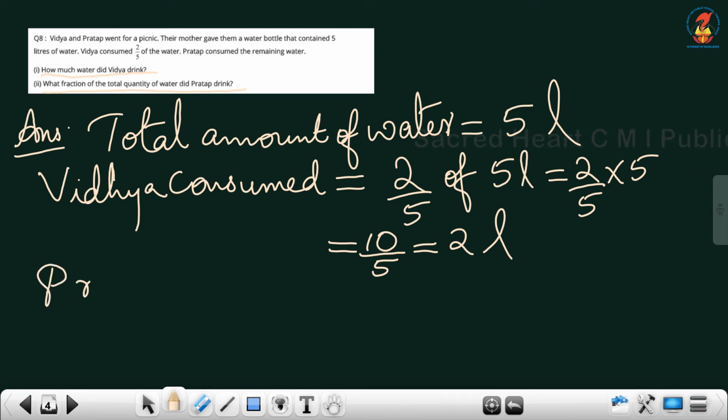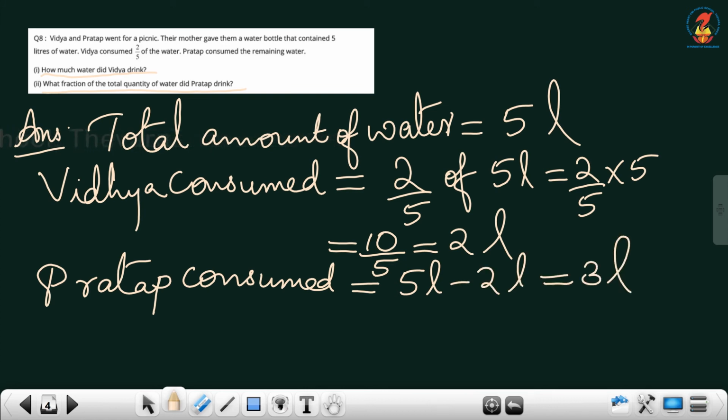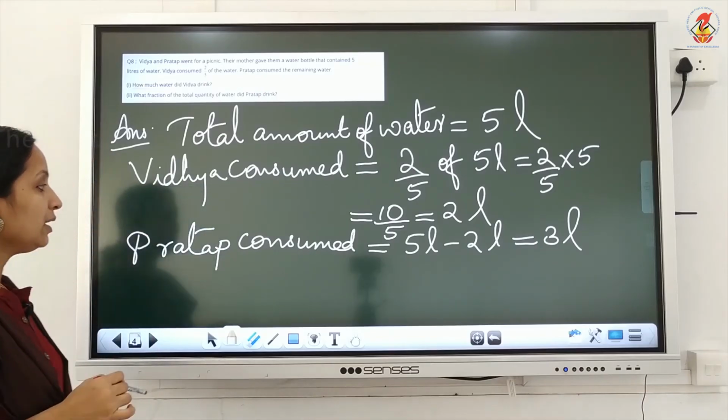So, how much quantity did Pradap consume? How will we find it? Total quantity is 5 liter. From that 5 liter, Vidya consumed 2 liters. So, how will we find the remaining quantity? You have to do subtraction. 5 liter minus 2 liter. What is the answer? 3 liter. 3 liter of water was consumed by Pratap.